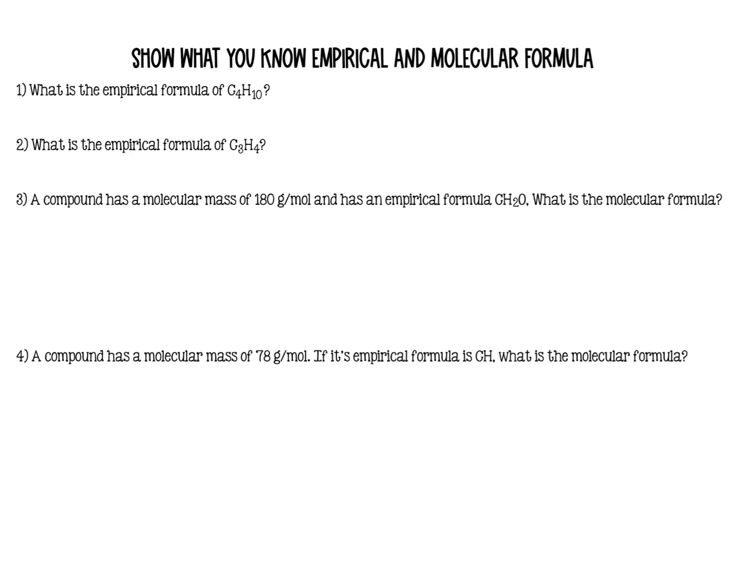So number one is what is the empirical formula of C4H10? Remember, the empirical formula is the skeleton formula, aka the simplified ratio. Since 4 and 10 can both be divided by 2, we're going to do that to get C2H5 as our empirical formula. Next, what is the empirical formula of C3H4? Well, there is no common factor for 3 and 4, so we're just going to leave it as is. The empirical formula of C3H4 is C3H4.